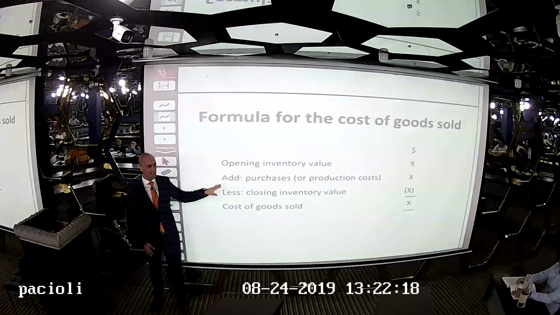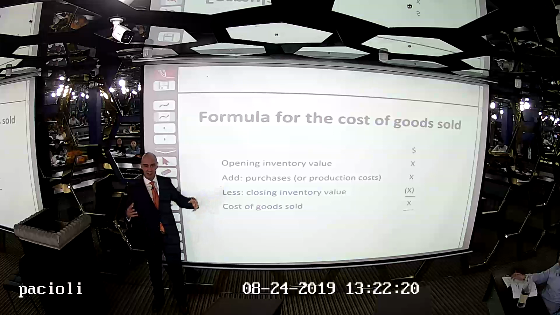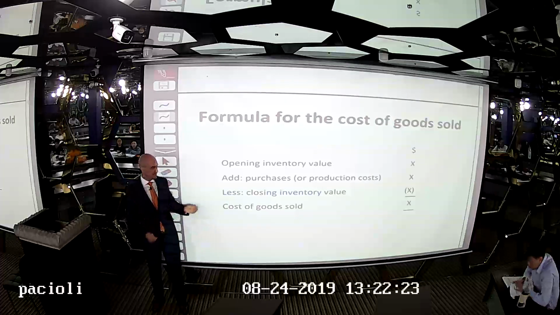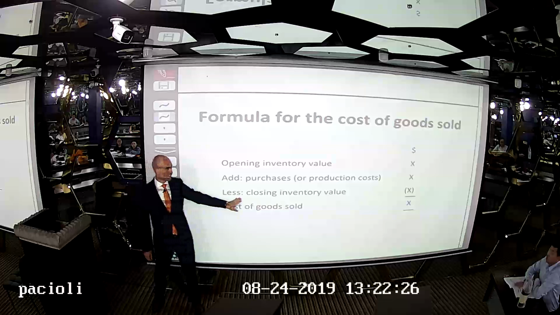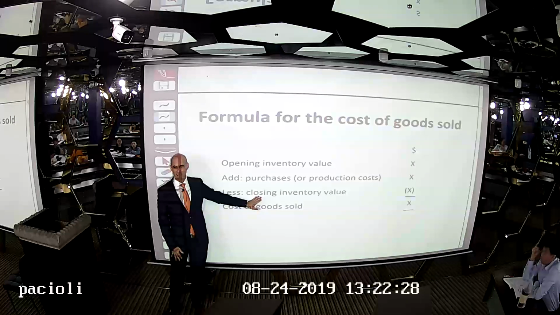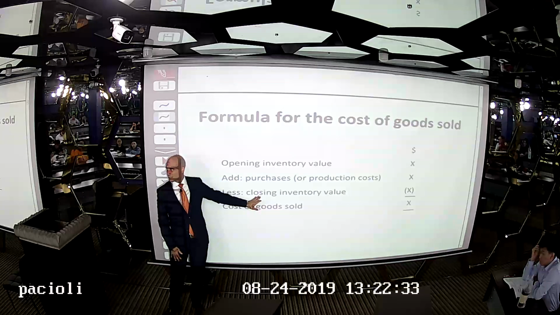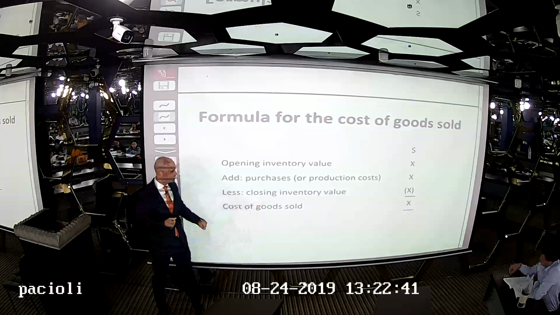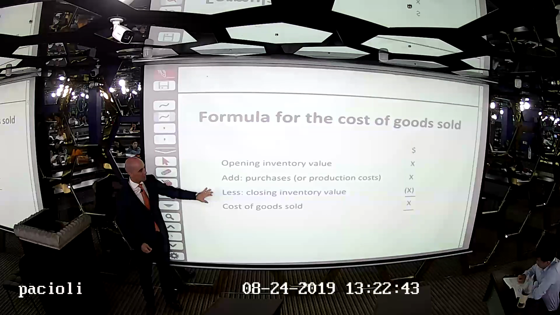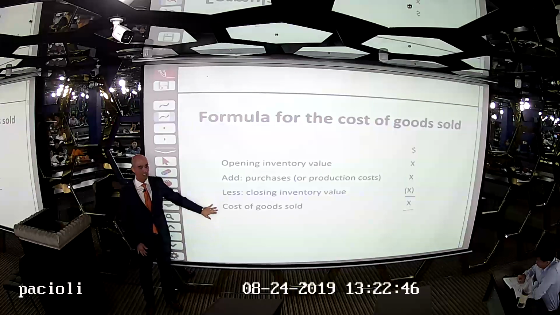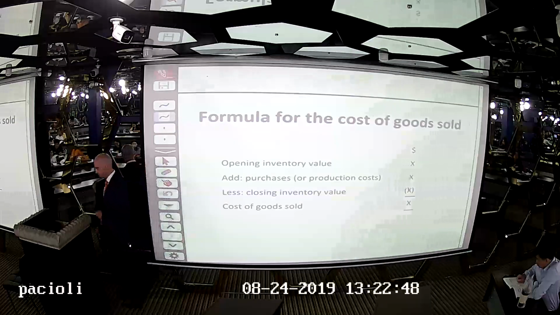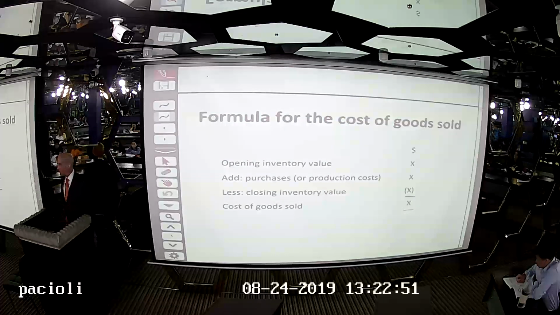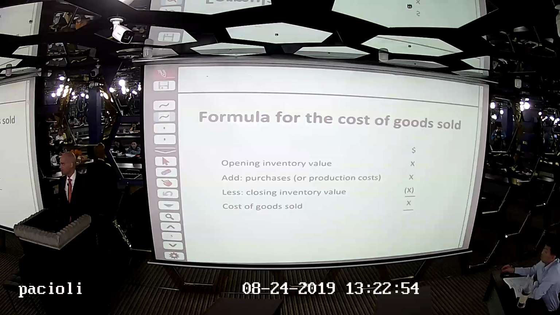And then plus purchases. So the new materials we buy. And then minus closing inventory. Closing inventory, we learned the word carry down. Inventory carry down. Closing inventory carry down is the ending inventory. How much inventory you have at the end of the year. So beginning inventory plus purchases minus the ending inventory gives us cost of goods sold. So for your exam, you need to make sure you know this formula very well.